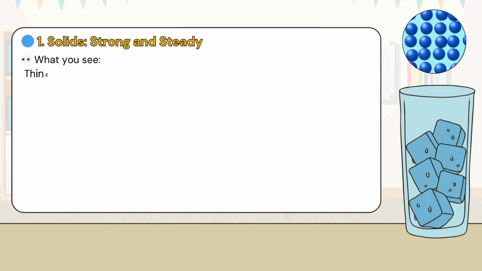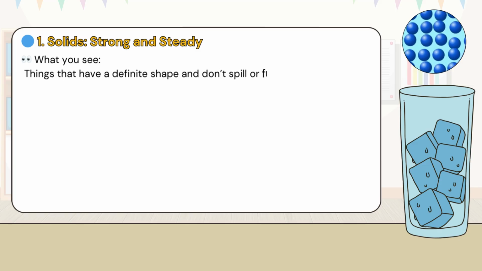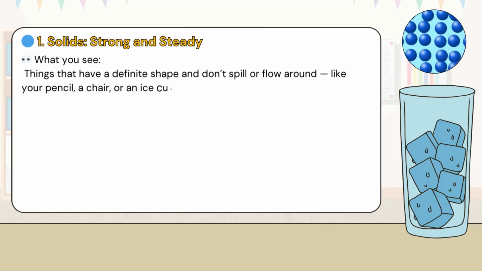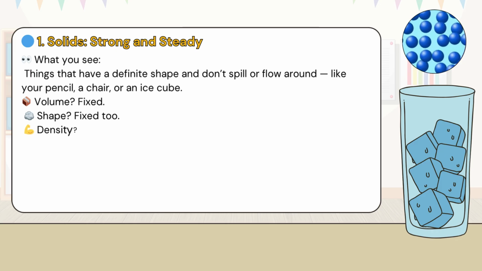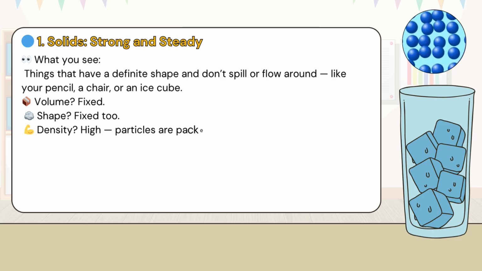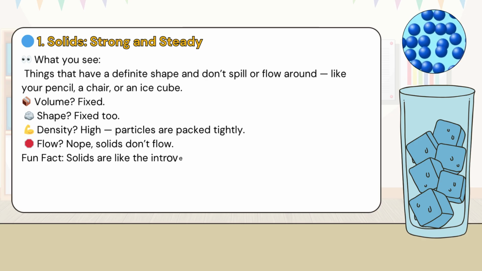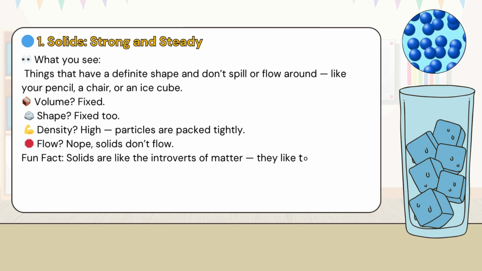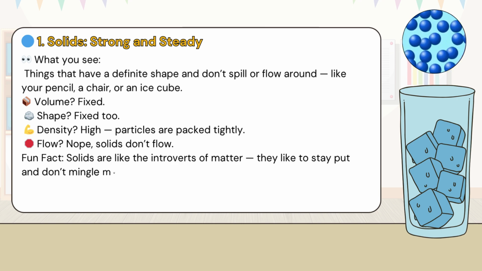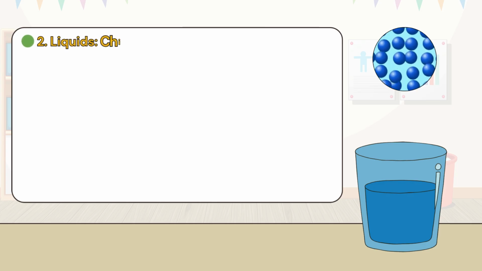Number 1. What are solids? Solids, they are strong and steady. So what do you see? Things that have a definite shape and don't spill or flow around, like your pencil, a chair, or an ice cube. Their volume is fixed, shape is fixed too, and density is very high because the particles are packed tightly together. Do they flow? Nope, solids don't flow. Fun fact, solids are like the introverts of matter. They like to stay put and don't mingle much.